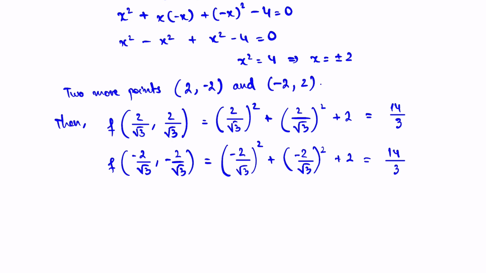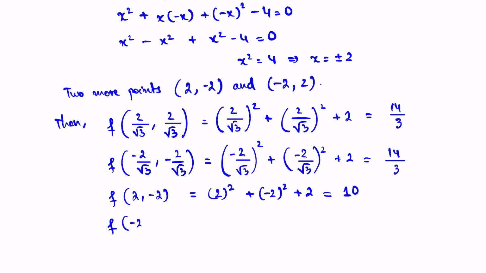Now the next point of consideration is (2, negative 2). That is f of (2, negative 2) gives you 2 squared plus (negative 2) squared plus 2, and this is going to give you 10. At the point (negative 2, 2), you have f of (negative 2, 2). That is x is equal to negative 2 and y is equal to positive 2, and the output of the function is also positive 10.